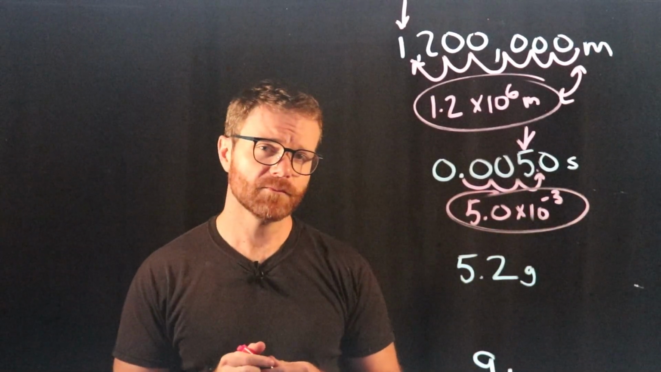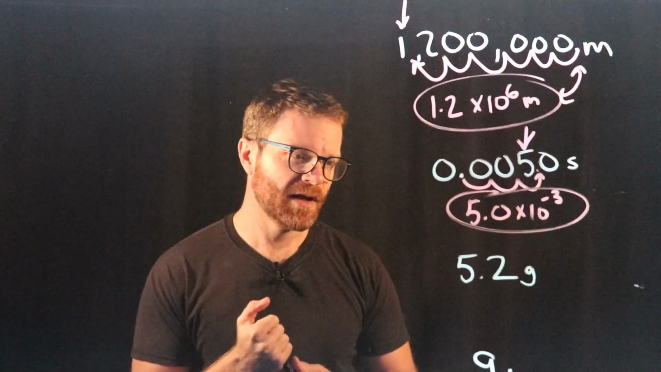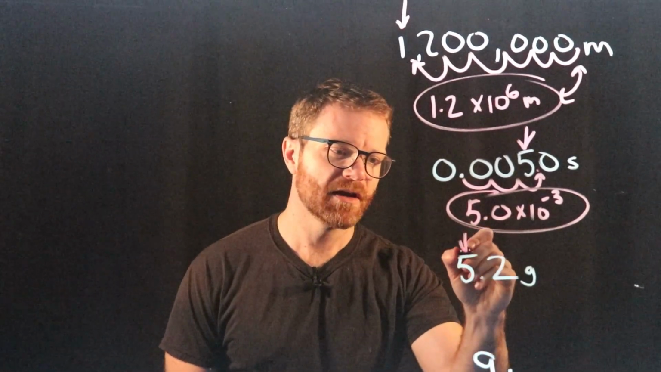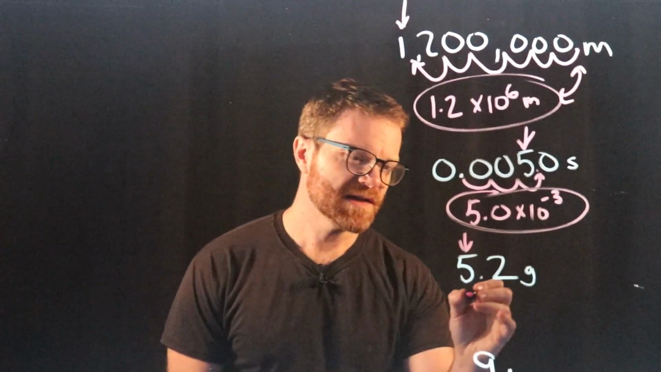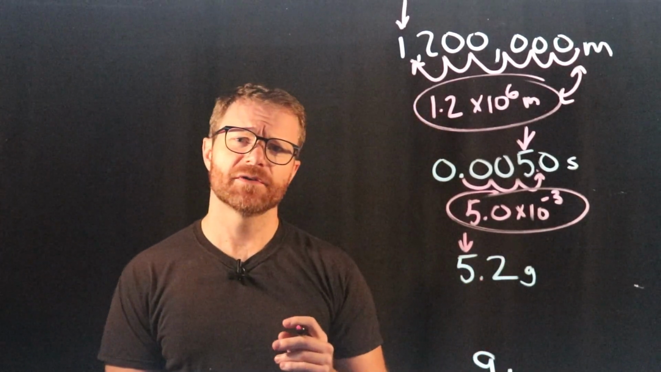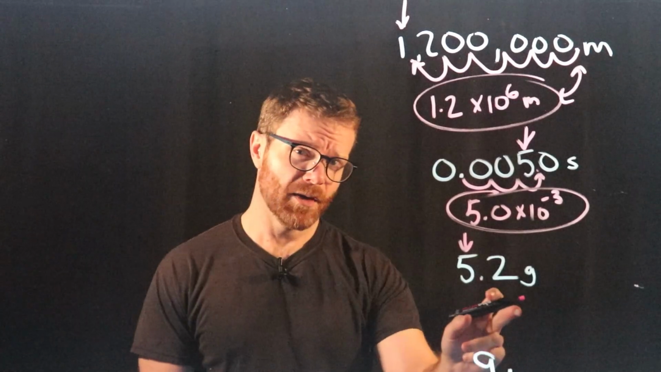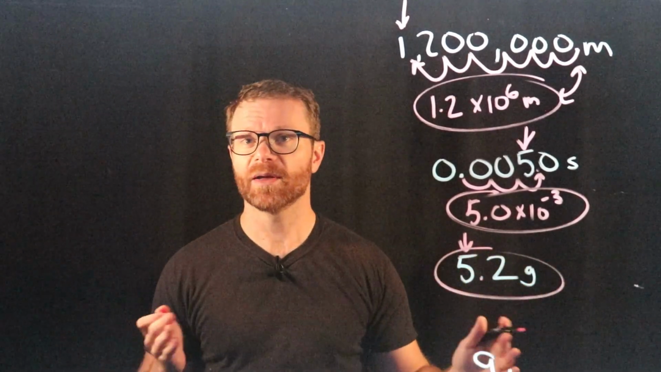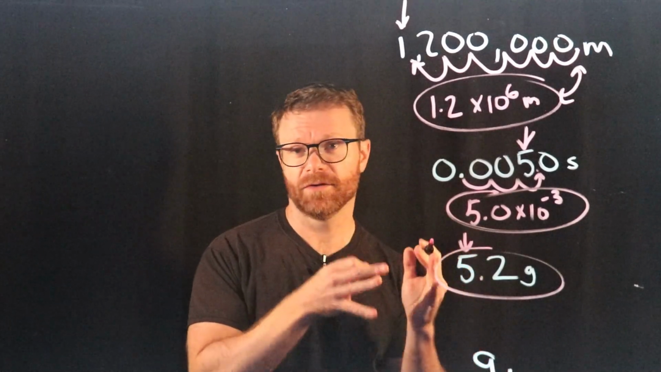Let's look at the next example. 5.2 grams. What's the first non-zero digit? 5. Where's the decimal point? Right after the first non-zero digit. So this number, when in scientific notation, is just 5.2 grams. It's already in scientific notation.